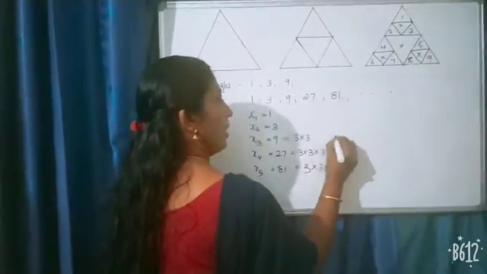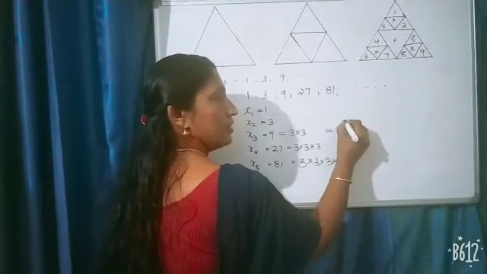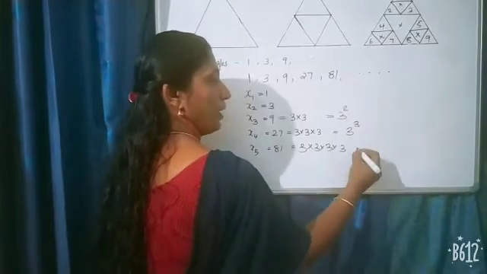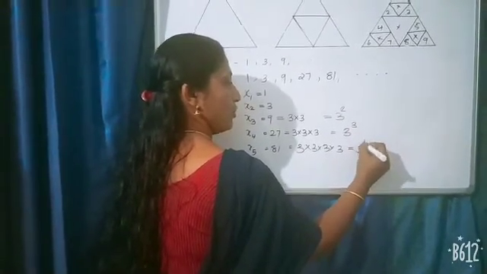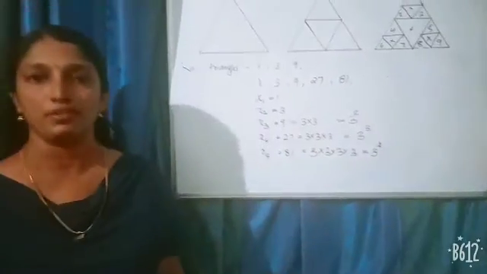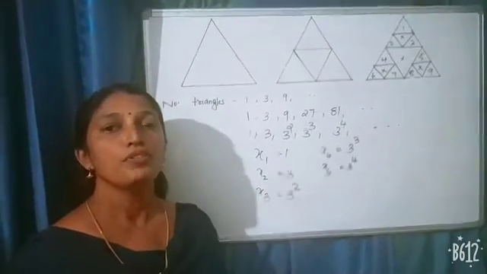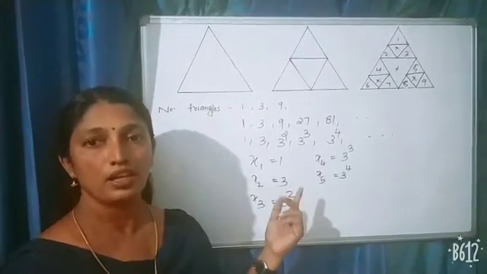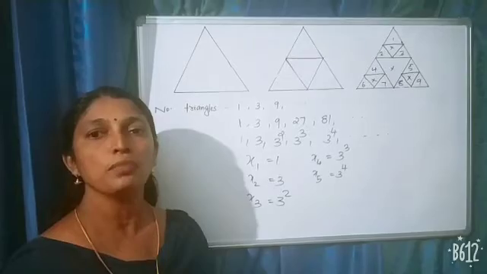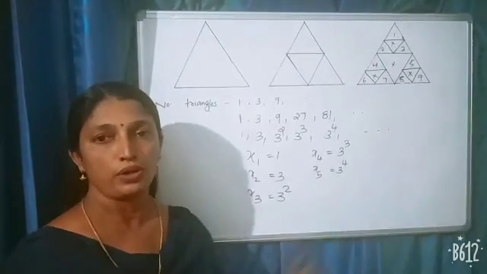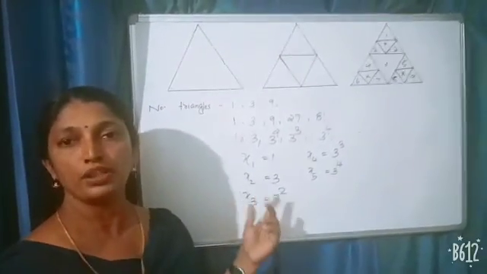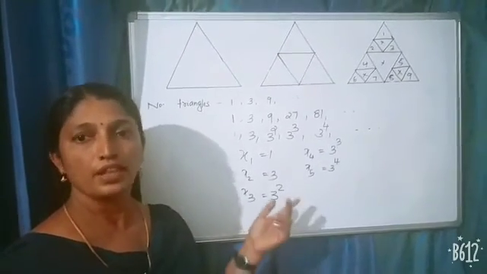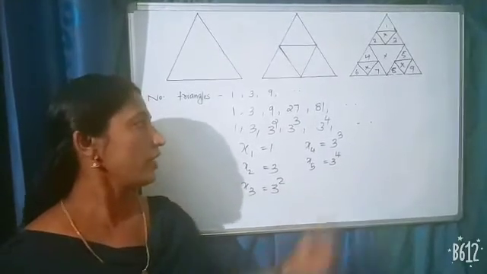This can be written as 3 square. This is 3 cube and this 3 raised to 4. Power notation. So, we can rewrite the sequence in power notation as 1, 3, 3 square, 3 cube, 3 raised to 4 and so on. So, x1 equal to 1, x2 3, x3 3 square, etc.